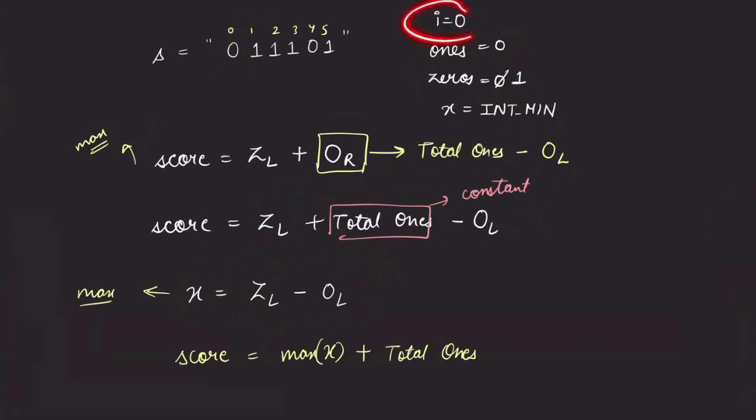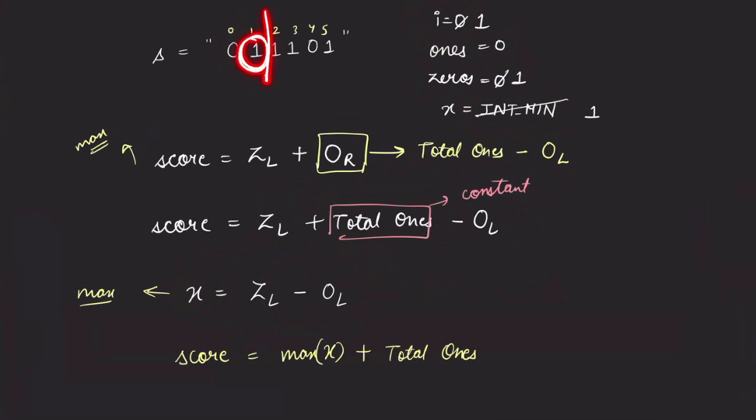So right now at i equals 0, if we are splitting here, then in the left substring the number of ones is 0 and the number of zeros is 1, right? So the value of x will be 1 minus 0, which is 1, which is greater than int min. So x will be updated to 1, right?